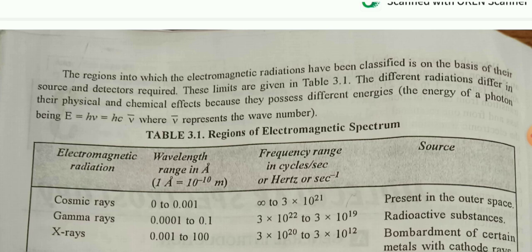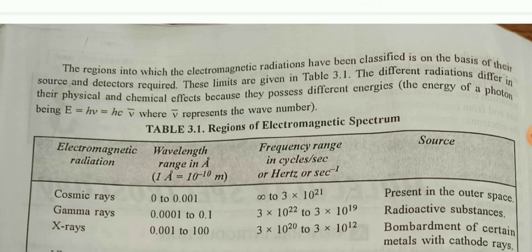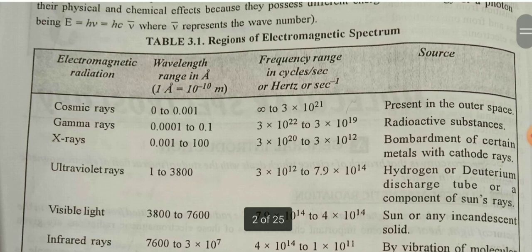The different radiations differ in their physical and chemical effects because they possess different energies. The energy of a photon being E is equal to h nu, which is equal to h c nu bar, where nu bar represents the wave number. Table 3.1, Regions of electromagnetic spectrum.